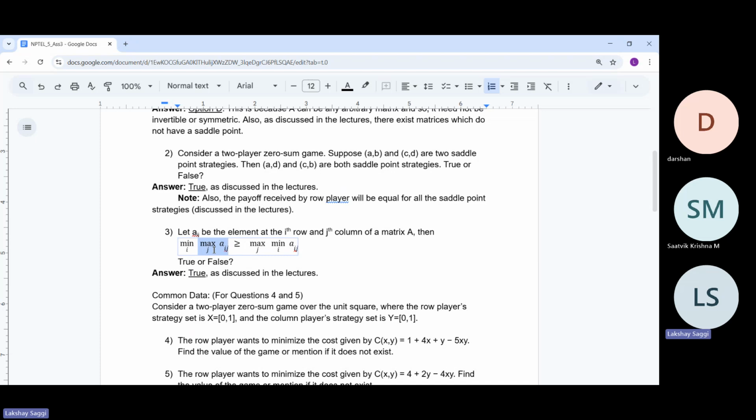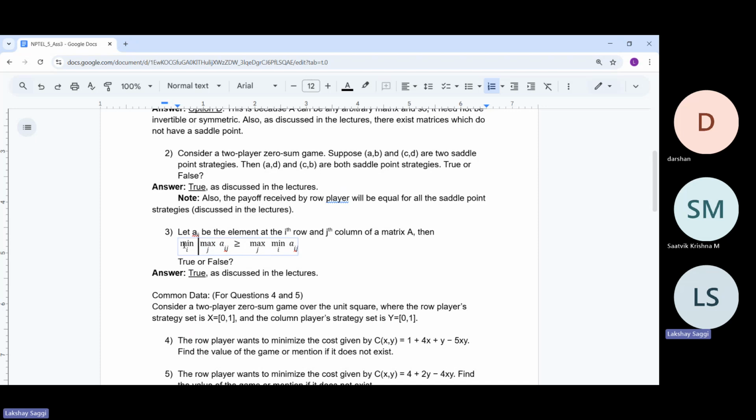I is basically the row. So suppose we have a fixed row, and then we are taking the maximum entry out of that fixed row. So we are choosing a column such that we get the maximum entry out of that fixed row. And now for every value of I, we will obtain some maximum entry. If there are m rows and n columns, we'll have something like n entries here, and out of those we take the minimum.